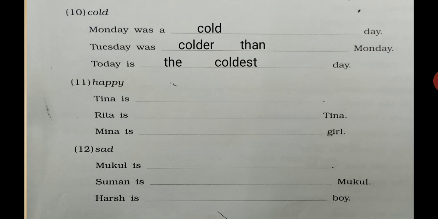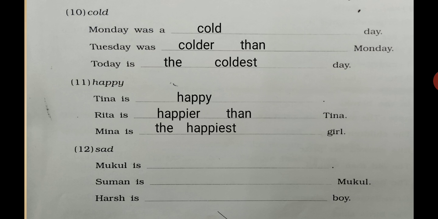Number 11. Happy is an adjective. Tina is dash. Rita is dash Tina. Meena is dash girl. In the first sentence there will be no comparison, so the answer will be happy. Now two girls are compared, Rita and Tina. Then what will we do? Happier than. And next, Rita, Tina and Meena are compared, so the answer will be the happiest.